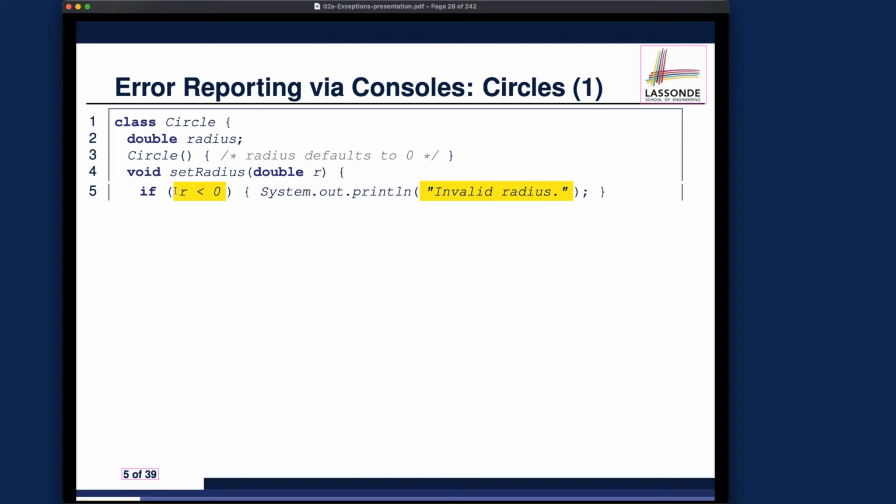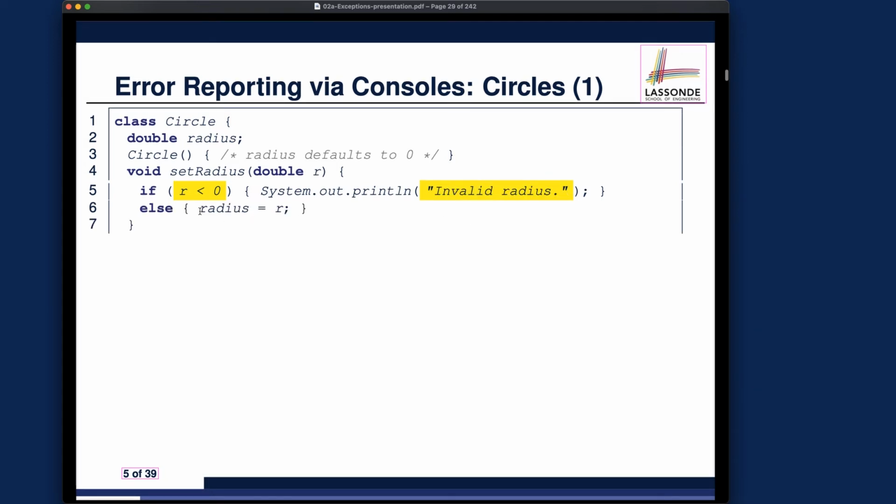However, we want to make sure that if the input r is strictly less than 0, it should be considered invalid. If r is equal to 0, we can still calculate the area of the circle, which would be just 0. That's okay. But if you give a radius of -1 or -2 and so on, it will be considered invalid. For now, the way we handle the error is by simply printing to the console, the standard output. We say invalid radius to the console. Otherwise, if r is larger than or equal to 0, the negation of this, radius should be assigned to r. So that's the logic for this method.